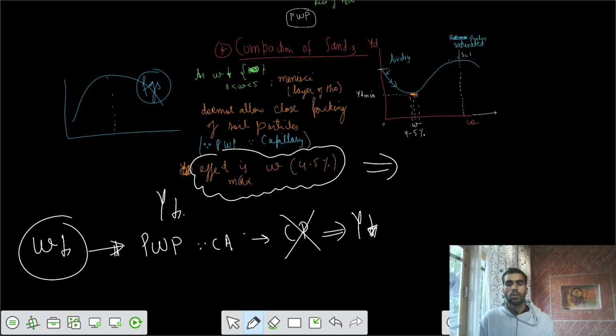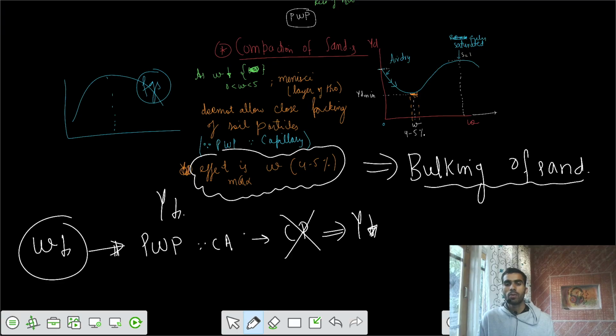This effect we call bulking of sand. Because of this bulking of sand, a little bit of water we added makes the density of the sand decrease. That means the volume of the sand is going to increase. By bulking, we can say the volume of the sand is actually increasing. Okay, so that's bulking of sand.